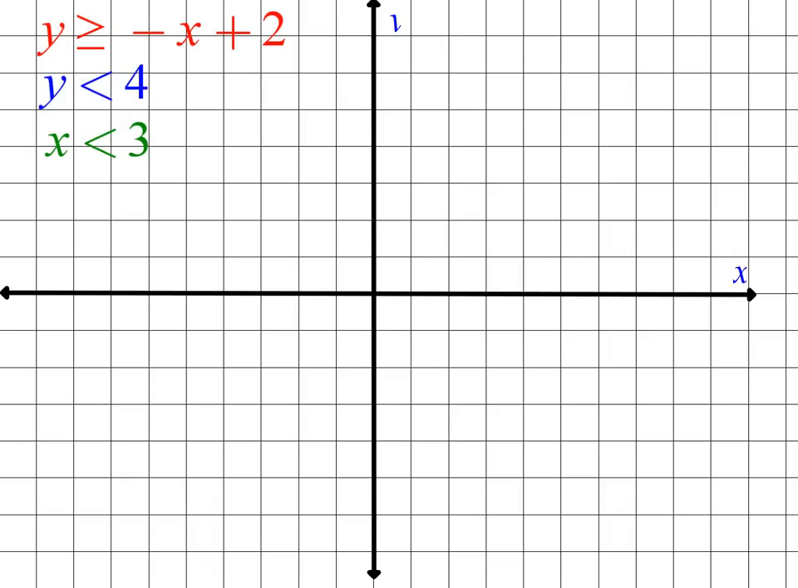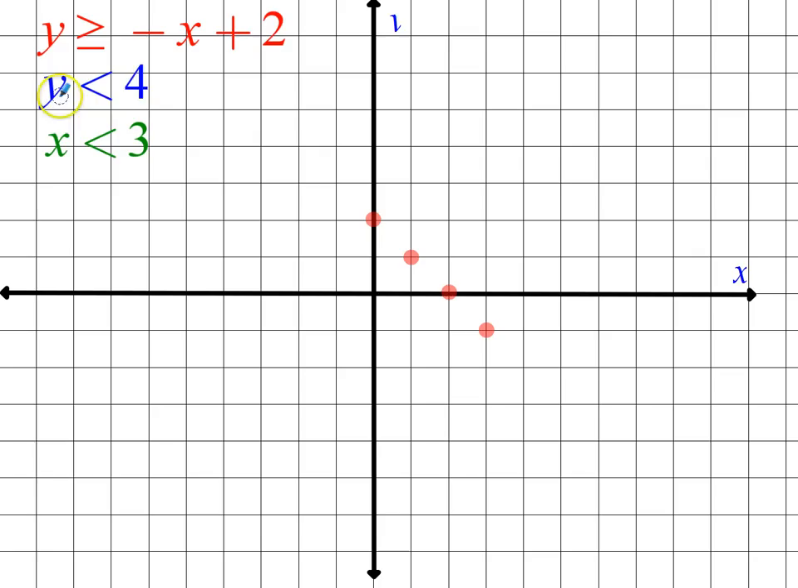All right, let's do some graphing. Let's graph that red line first. I've got y is greater than negative x plus 2. It's going to be a solid line, right? Dotted line, solid line. So I'm going to start at 2, and then I've got a negative slope here.